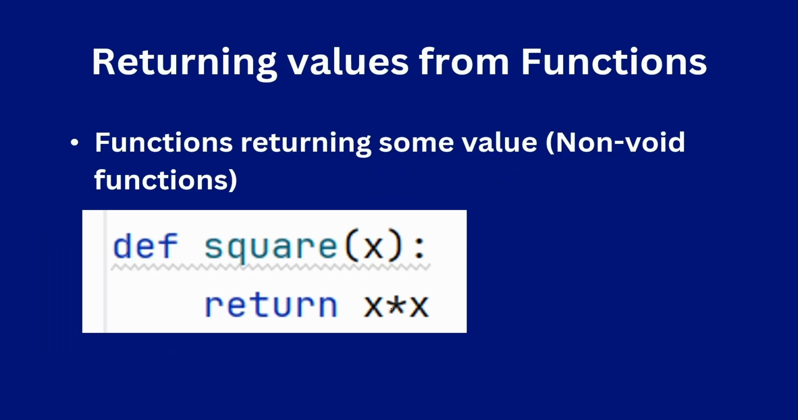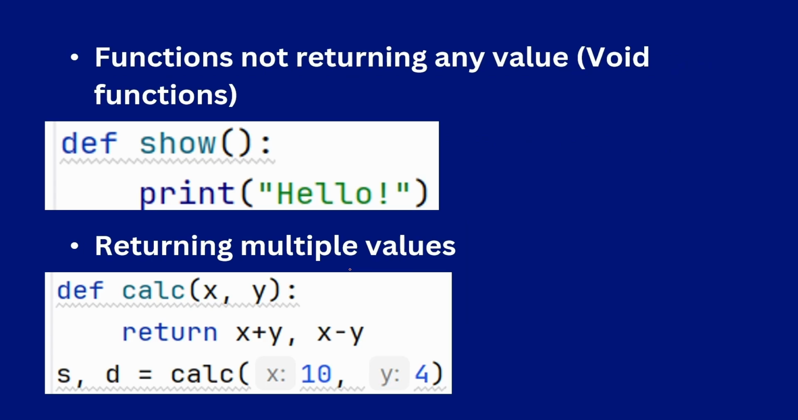Okay, so the next is returning values from functions. Functions returning some value are non-void functions. We have this function defined, square, with this parameter, and we are returning x into x. So we are returning the square. This is a function returning some value, a non-void function. Then we have a function not returning any value, a void function. Here in this case we are just printing it, we are not returning any value, so it is a void function.